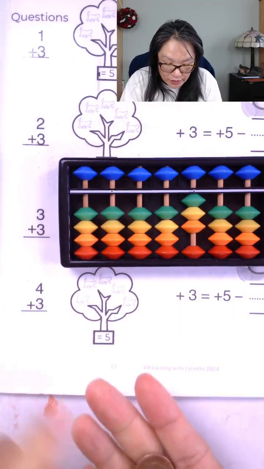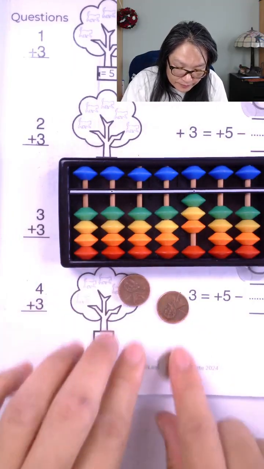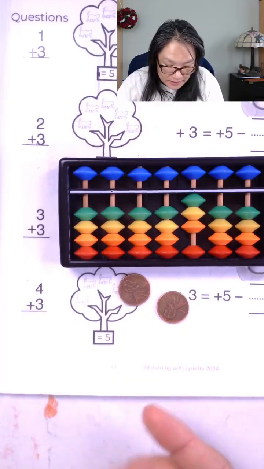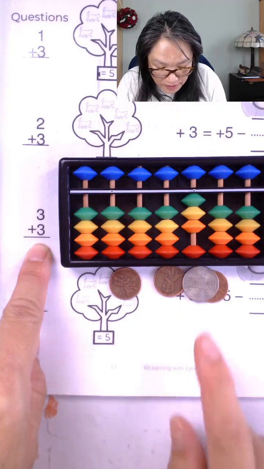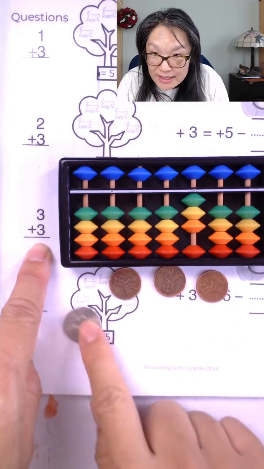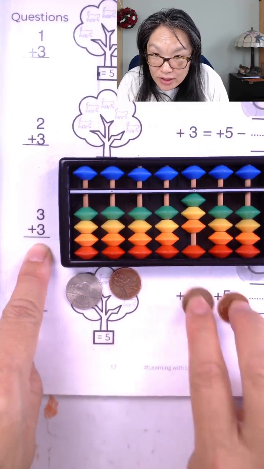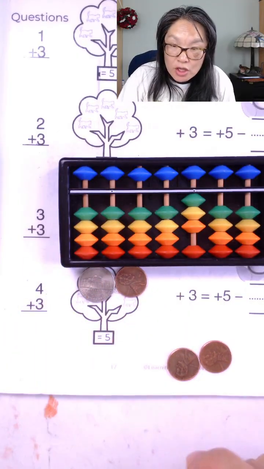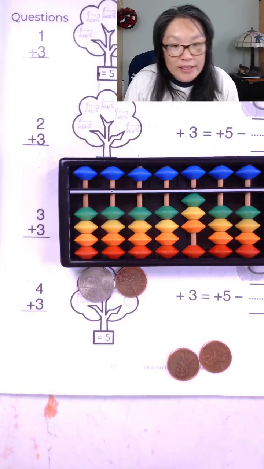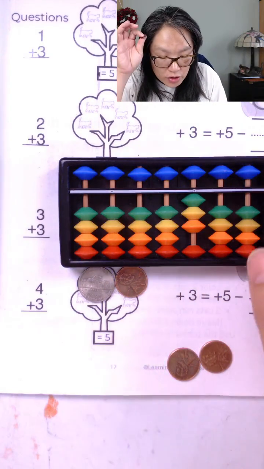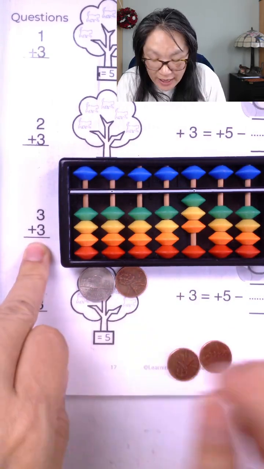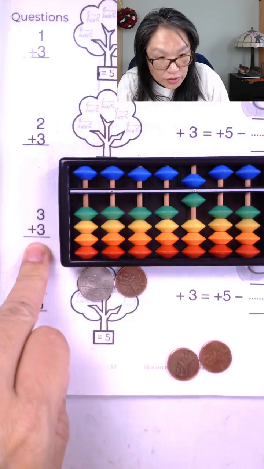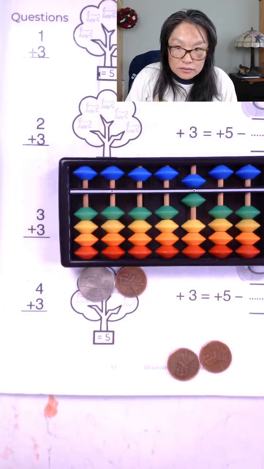When we do the 3, I have 3 on my abacus. I don't have enough to add 3. But guess what? I have a nickel. Because I have a nickel, I can take away 2. I can get change back. So now we're starting to do some parts of critical thinking. If I can't add the 3, what do I do? I have to add the 5 minus the 2. We could do it again.